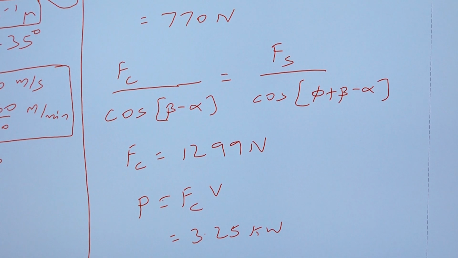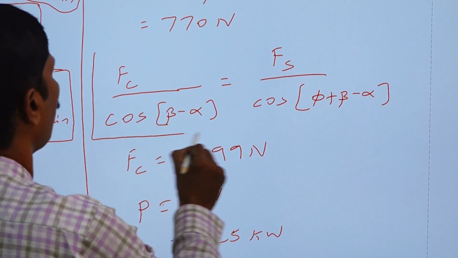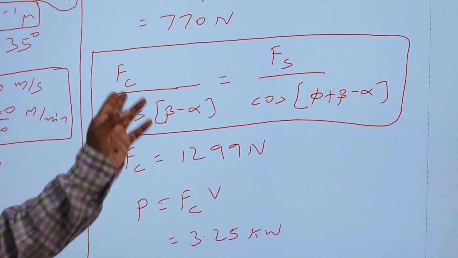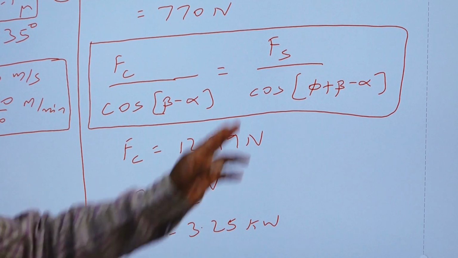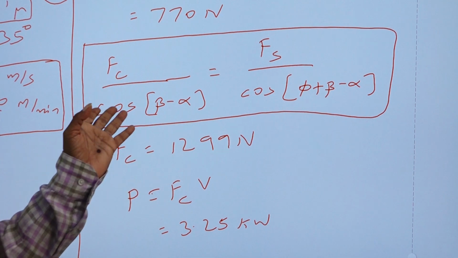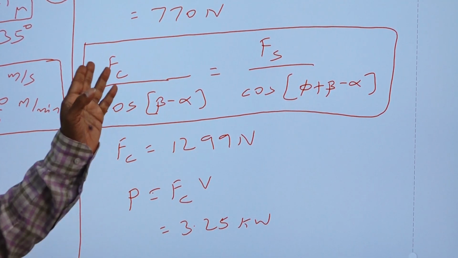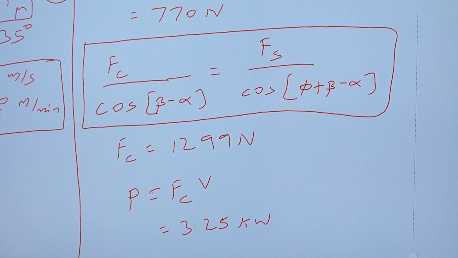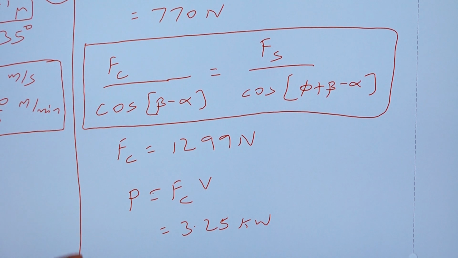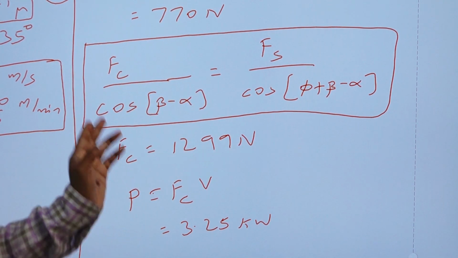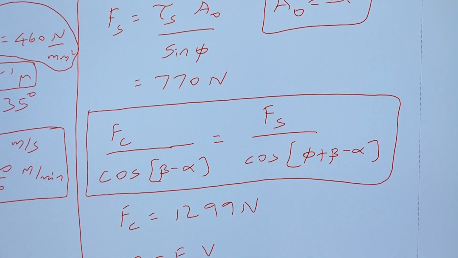Then we have the relation between the cutting force and shear force. The cutting force is related with the angle beta minus alpha. Shear force is related with the angle phi plus beta minus alpha. Both are cos, so you can easily remember that. Cutting force has only 2 angles, shear force has 3 angles. So here beta minus alpha, here 3 will come. By equating these two relations, we can calculate cutting force because shear force and all the other values are known.